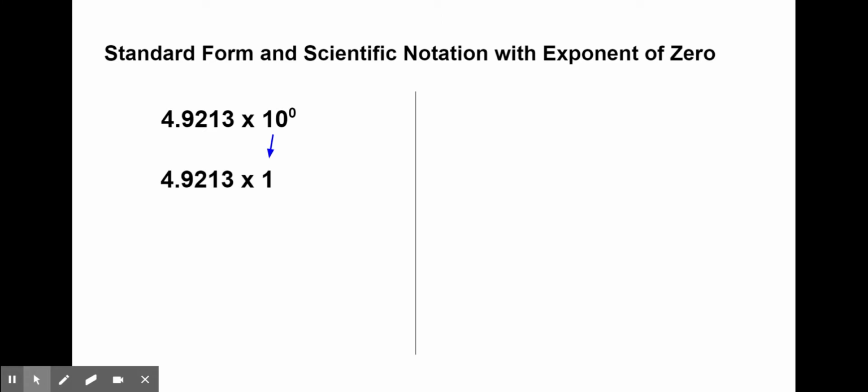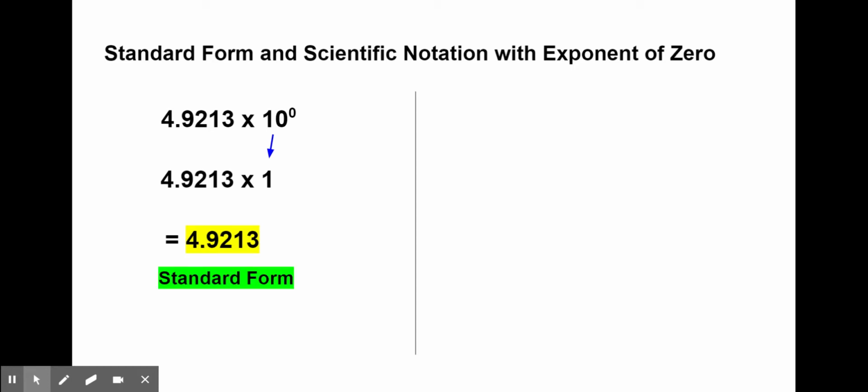And 4.9213 times 1 is itself. Anything times 1 is going to be the same number. So we have 4.9213. That's my standard form. So if we have scientific notation where we're multiplying by a base of 10 to the 0th power, it's going to stay the same when we convert it to standard form. If you think about it, if our power is 0, we didn't move our decimal over any spots, because we're really multiplying by 1.